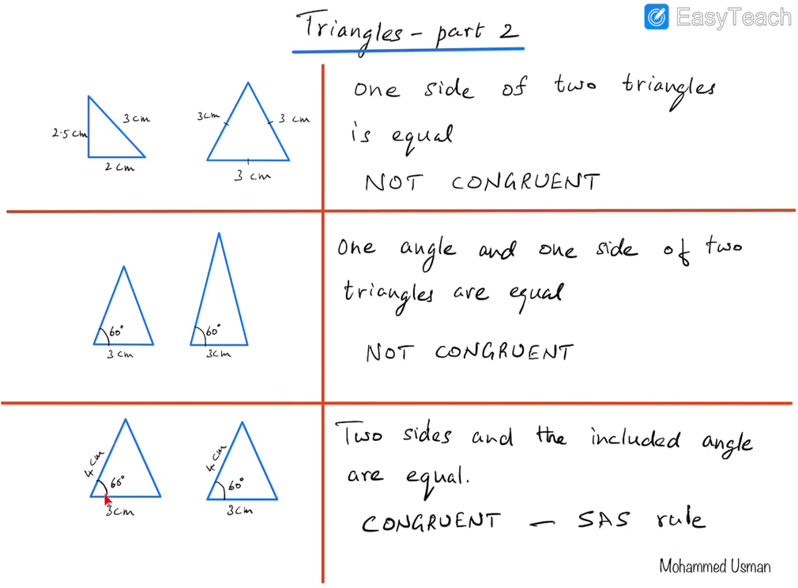So there's a side, there's an angle, there's a side, and the angle is between the two sides which are equal. So that's why you see here the angle A is between the two sides. In that case, the triangles are congruent. Now let us take this case where the angle is not included between the equal sides. In that case, is it still going to be congruent or not congruent?